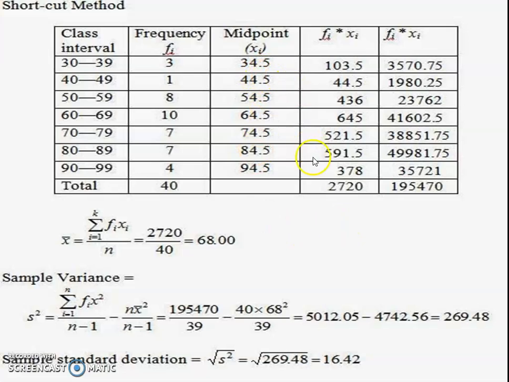Now we need fi xi square. So x square, 34.5 whole square, we need, and multiply with fi. So we derive the final column in this way. How do we calculate x bar? It is 2720 divided by 40, 68 is the x bar. So sample variance is summation fi xi square upon n minus 1 minus n x bar square upon n minus 1. We have the summation fi xi square, that is 195470. Be careful here, xi bracket square is there. I highlight it here.